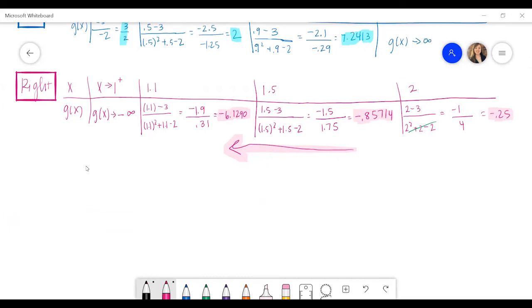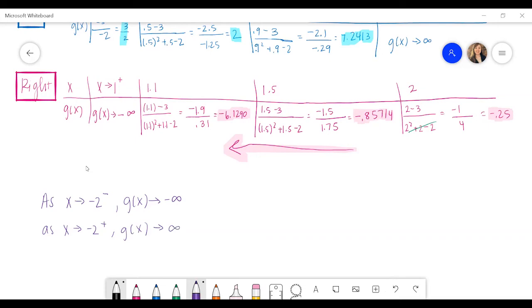So overall, how would we describe this function? Well, there were 2 of those values, so we have to be conscious of that. The first one was at negative 2. So as x approached negative 2 from the left, g of x approached negative infinity. As x approached negative 2 from the right, g of x approached infinity. And again, they don't always disagree. They do sometimes agree with each other, so don't assume one or the other.